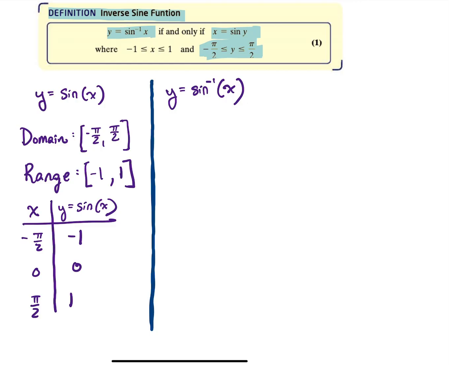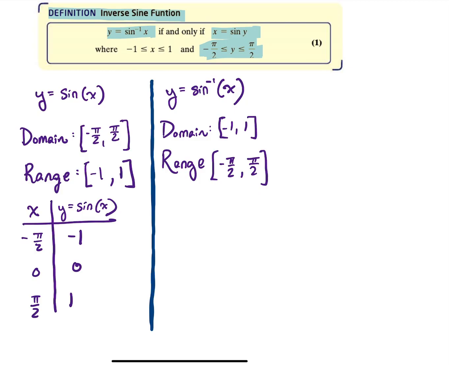So we mentioned that inverse functions swap domains and ranges. So the domain of the inverse sine will be between negative 1 and positive 1. And the range is between negative pi over 2 and positive pi over 2. So we're swapping the domains and ranges.